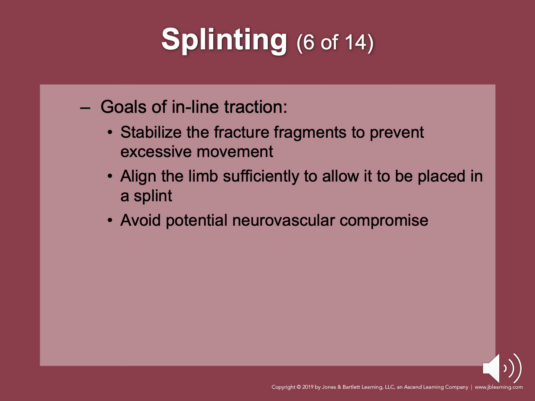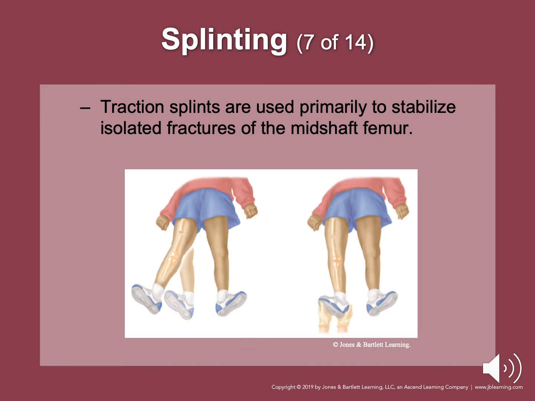Alright, traction splints are pretty much used to stabilize an isolated mid-shaft fracture. And it's got to be an isolated mid-shaft fracture. It cannot be a lower fracture to the tib-fib. You can't use a traction splint on that because you're going to be pulling traction on the tib-fib and not the femur itself.